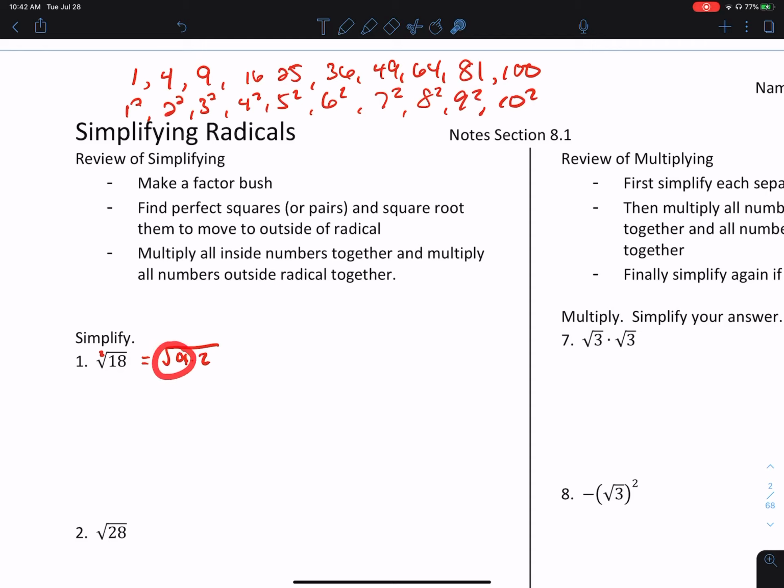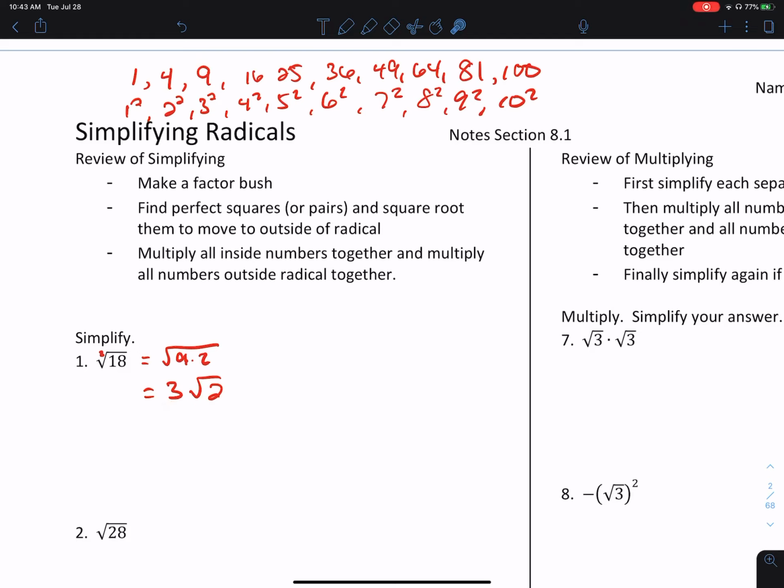What is the square root of 9? What number times itself gives you 9? Well, that's 3. The square root of 2 is an irrational number. It's not an integer, so we just leave it inside the radical. I am suggesting that 3 times the square root of 2 is identical to the square root of 18. If you square 3, you get 9. 9 times 2 is 18. It's the same as the square root of 18.